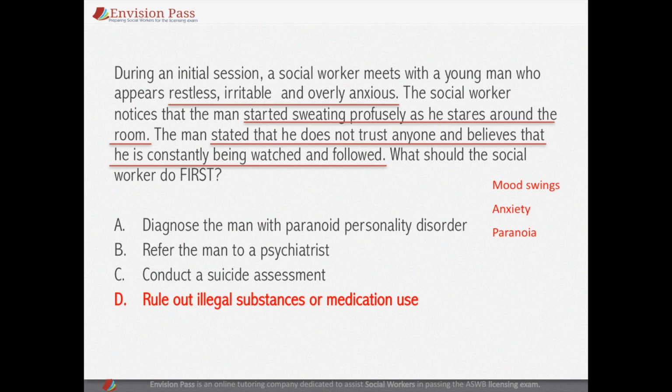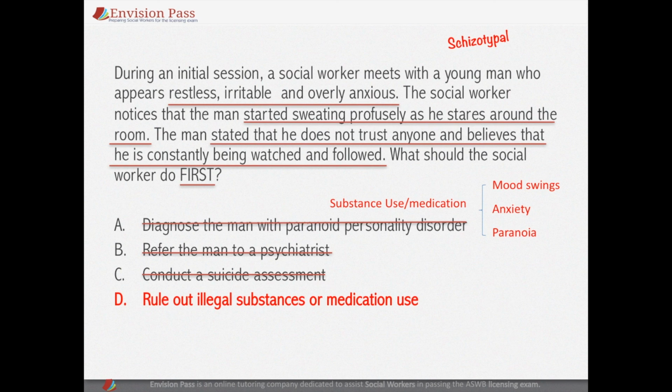So we're seeing excessive anxiety and paranoia. Always remember the question is asking, what should the social worker do first? Because all these signs and symptoms can be related to the use of illegal substances, it is important to rule out D. There's no information stated here that he's trying to hurt himself, so there's no need to conduct a suicide assessment. Before referring him to a psychiatrist, we want to rule out substance and medication use first. The diagnosis will not be paranoid personality disorder. It will instead be schizotypal due to his paranoid ideas and suspicions of being constantly watched and followed.